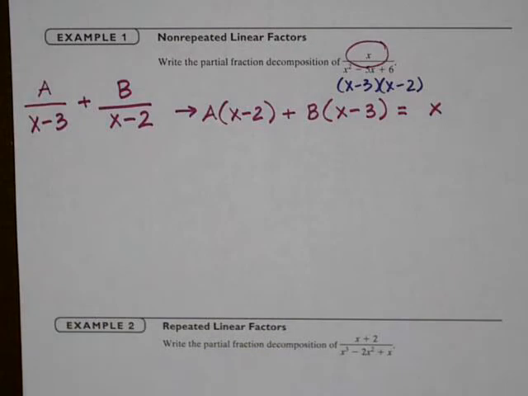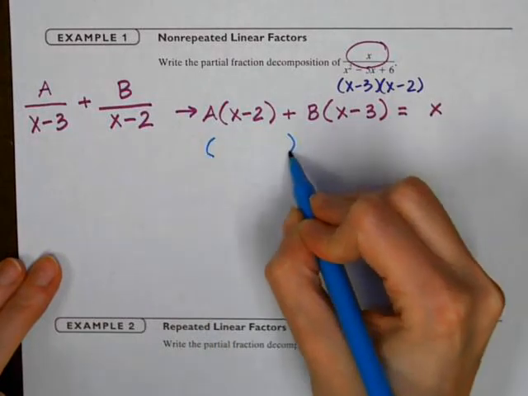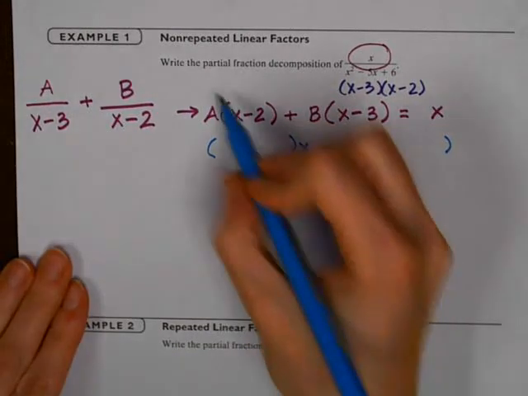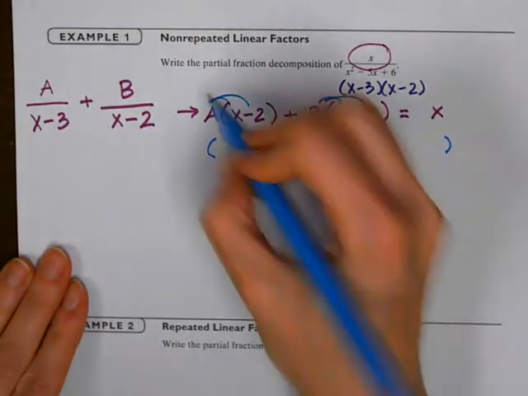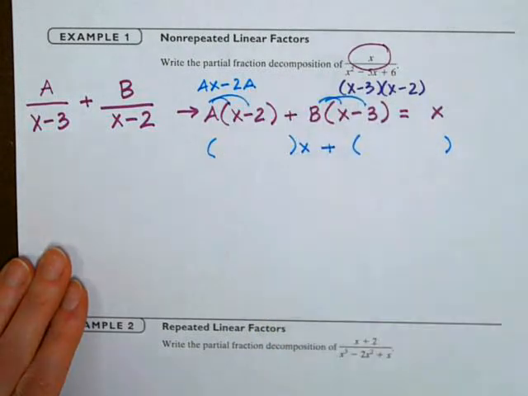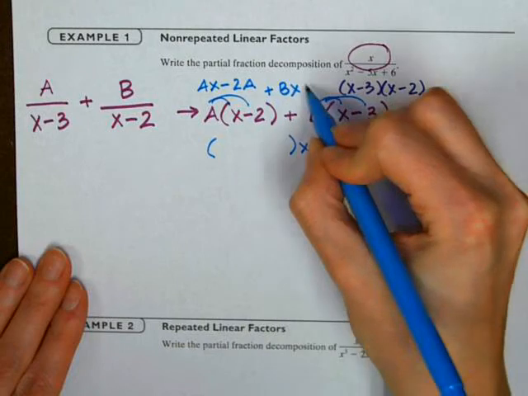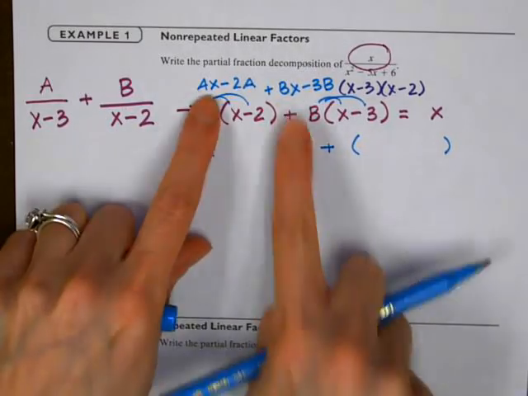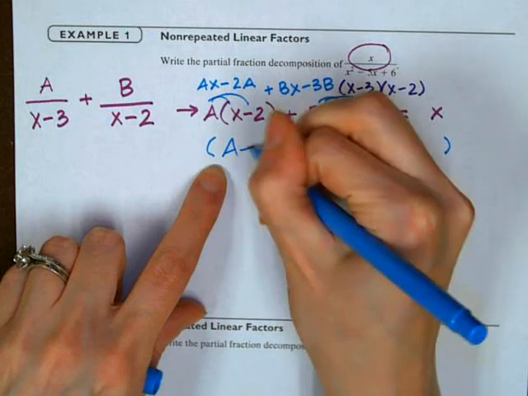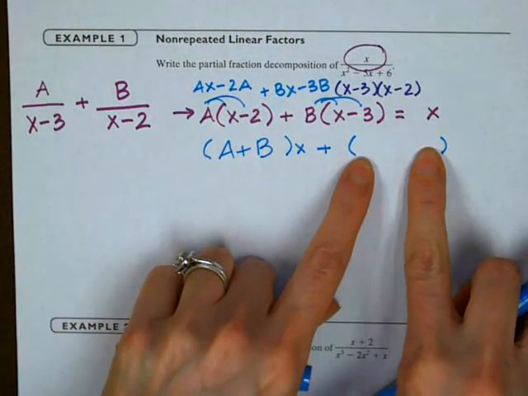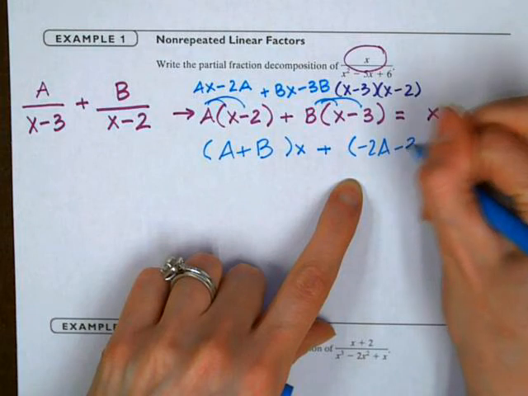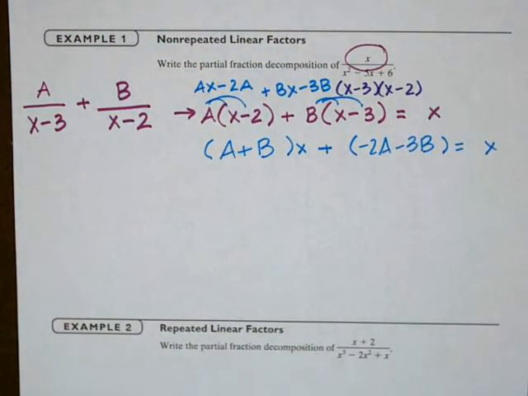And now the trick is you want to rewrite it so it's like something x plus something. All right, what would be the terms that would go with the x? If you need to distribute it out, go for it. This would be Ax - 2A, and this would be Bx - 3B. So we want to collect all of the x terms, Ax plus Bx, so this would be (A + B)x, and then the constant terms would be -2A - 3B. And don't forget, this is all equal to x.